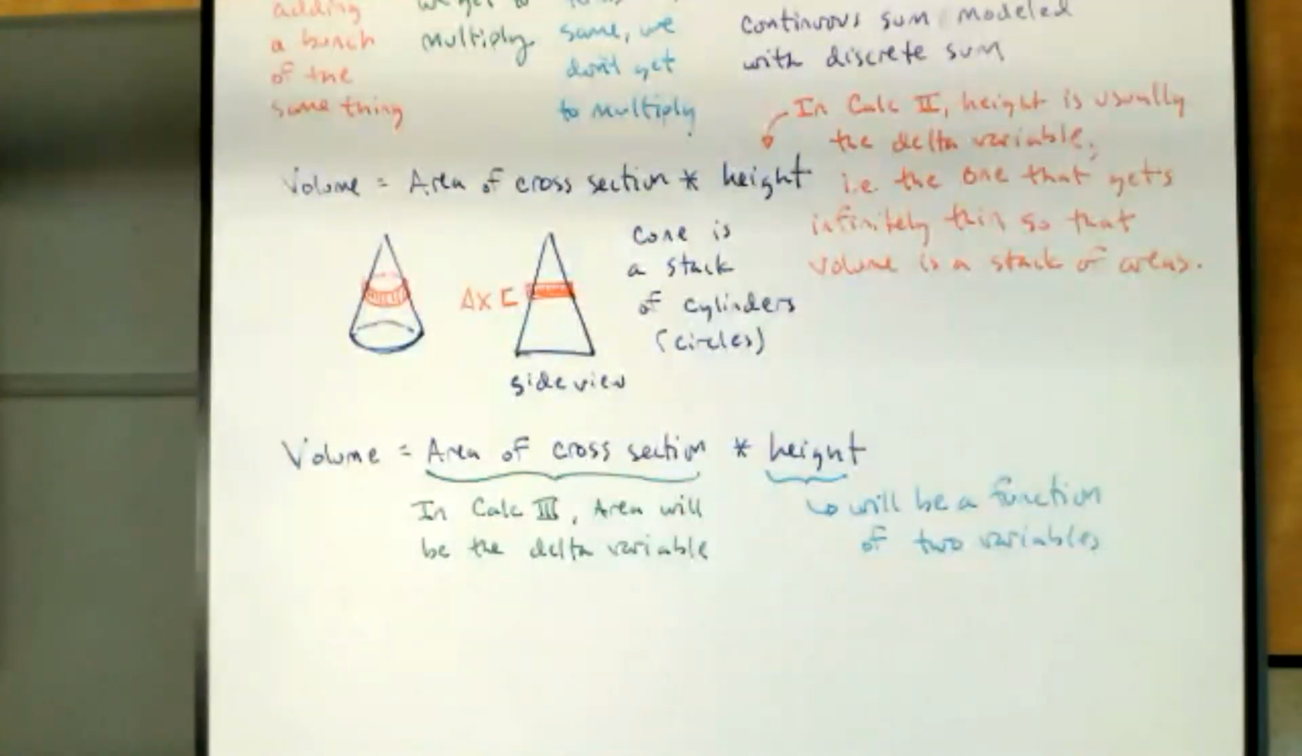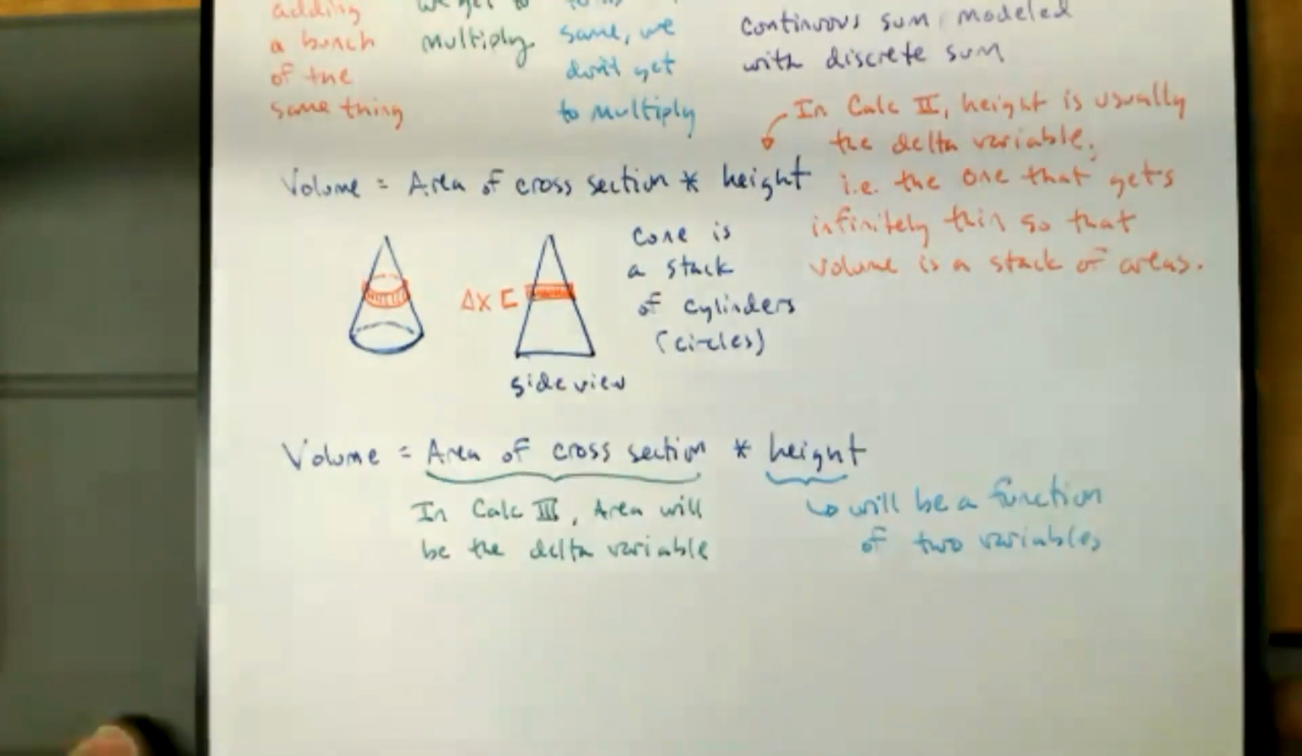So rather than thinking of the area of a cross section times height, we're going to have the area of a cross section times the height, but we're thinking of it differently. I know it sounds like I said the same thing, but I totally didn't. In the first one, I was thinking of the height as the delta variable. But in the second one, it's the area that's going to be the delta variable, and the height will be a function of two inputs, x and y. So here's how we're going to think of finding the volume under a surface and above a region in the xy plane.